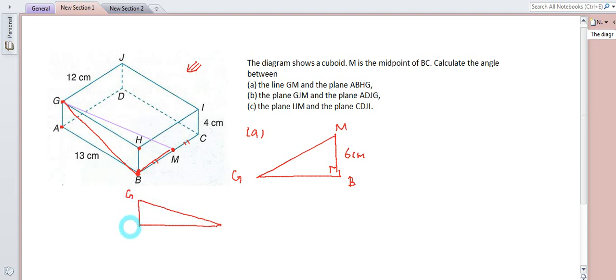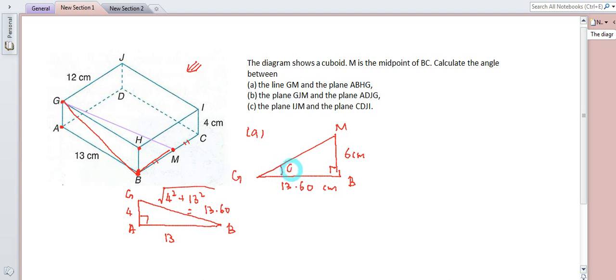So now this is G, this is A, this is B. So right angle is over here. AG is 4 centimeter, AB is 13 centimeter. From here actually we can get GB, right? So square root of 4 square plus 13 square. Just press the calculator. 13.60. So now we know GB is actually 13.60 centimeter.